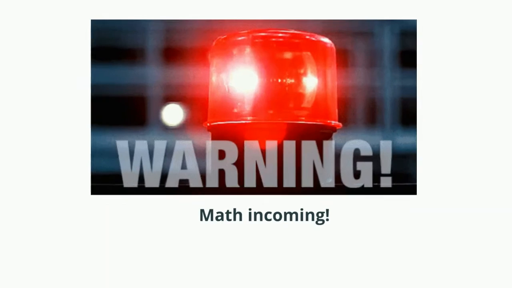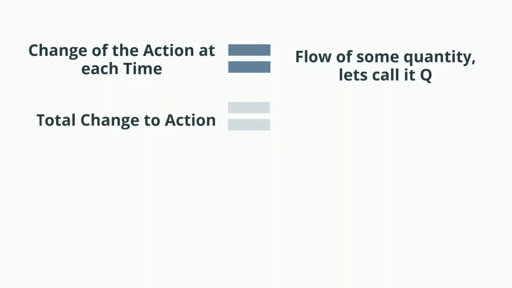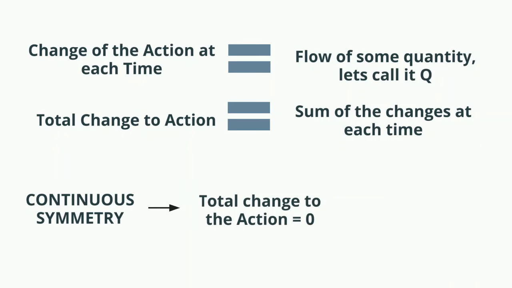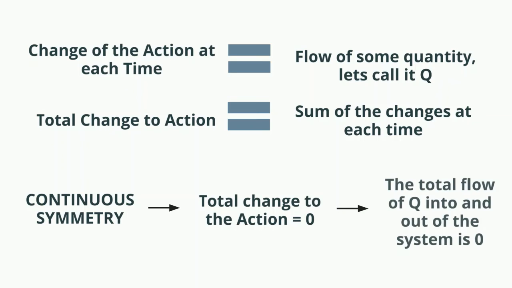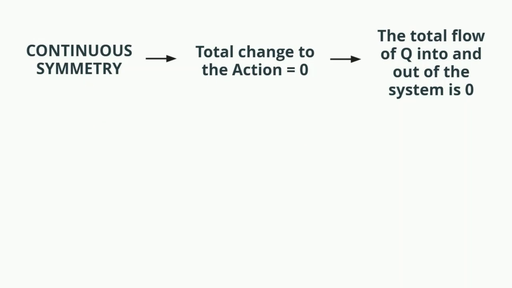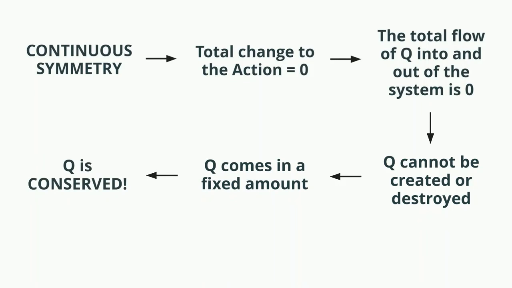It turns out, mathematically, that the change to the action at each time can be thought of as the flow of some quantity. If our system is invariant under some transformation, we know that the total change to the action must be zero. That is to say, the total flow of the quantity is equal to zero. This implies that whatever quantity is being described cannot be created or destroyed. It comes in a fixed amount. That is to say, this quantity is precisely our conserved quantity.